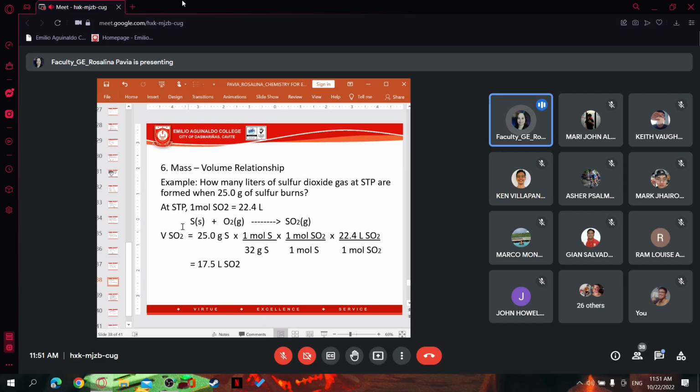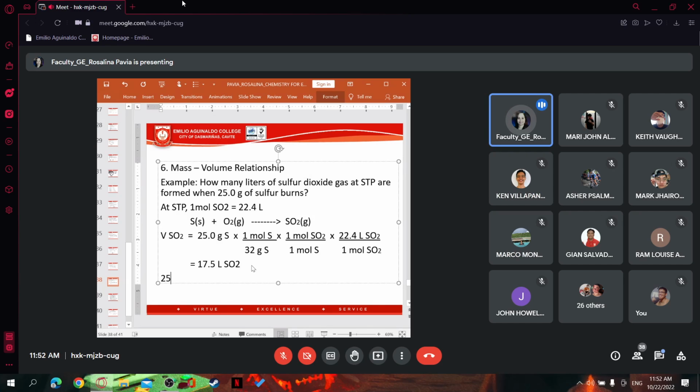By dimensional analysis again, start with the given. 25 grams sulfur. Paano mo ma-eliminate yung gram sulfur? Get the atomic mass of sulfur. 32 grams per 1 mole. Eliminate mole sulfur from the equation. 1 mole SO2 is to 1 mole of sulfur. Next, paano mo ma-eliminate si sulfur dioxide? Use MGV. 22.4 liters is to 1 mole. You get 17.5. Okay, let's make use of the formula.